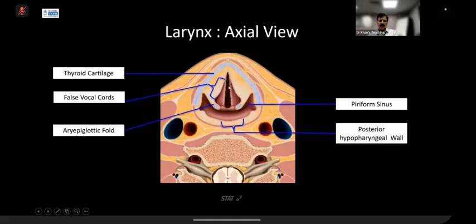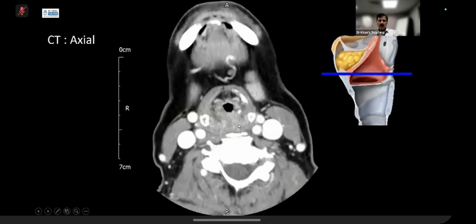So right now the airway will not be like this boat. But the aryepiglottic fold, which is this one, is visible now. And this is the piriform sinus. This is the posterior wall of the hypopharynx. So CT scan. Now this CT scan is just below that level, what was visible on that diagram. Actually, it is at the true chord level.